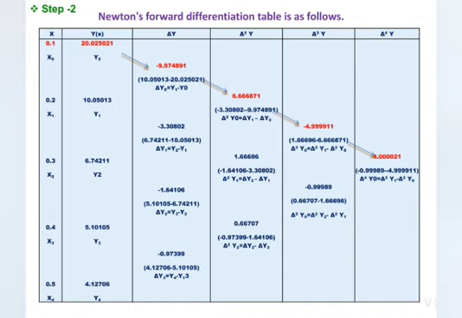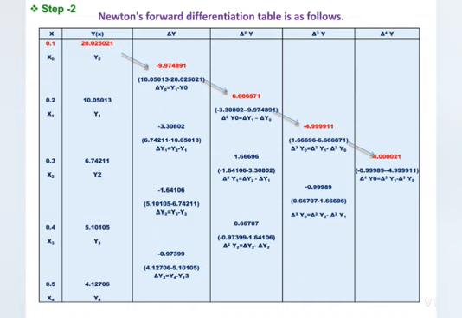Likewise, subtracting y2 minus y1, we get del y1. Continuing this process, y3 minus y2, that is 5 minus 6, we get del y2. You have to take care about the signs, negative or positive. Then y4 minus y3, that is 4 point something minus 5 point something, we get minus 0 point something. The calculation is mentioned in the table.